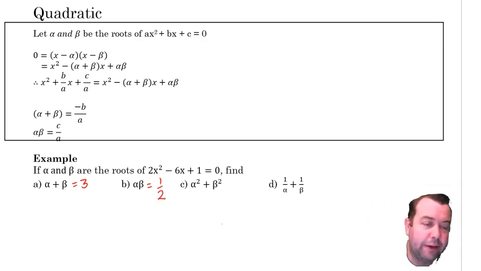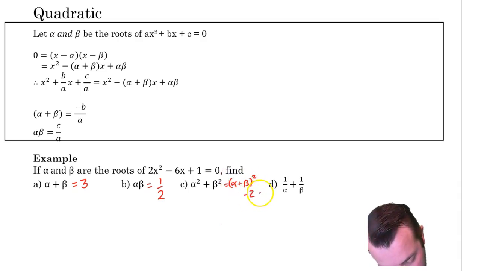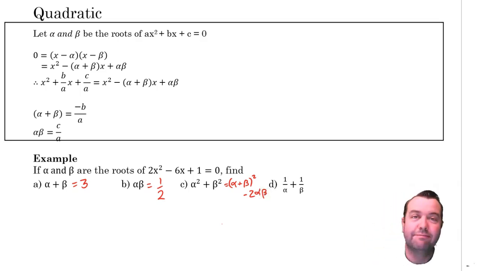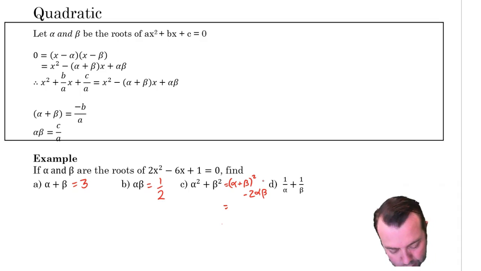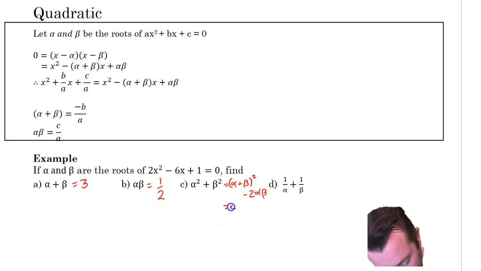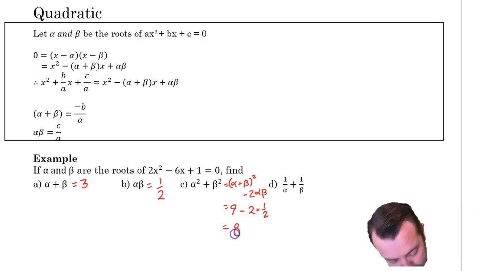Now, alpha squared plus beta squared requires a little bit more creativity here. Well, that's the same as alpha plus beta, I'm going to complete the square here, minus 2 alpha beta. Completing the square, I get alpha plus beta, which was 3, squared is 9, minus 2 lots of 1/2. That's 9 minus 1 equals 8.